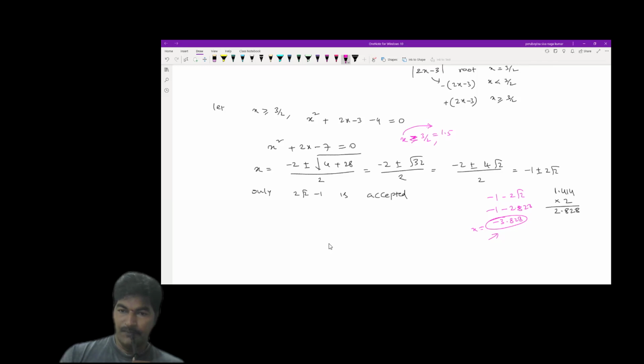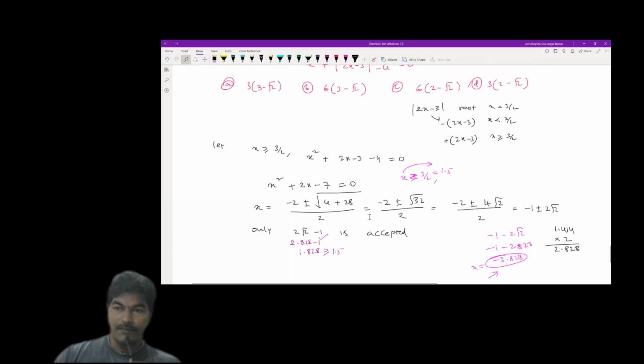Okay. What about this one? Why are you accepting this? Because 2 root 2 means 2.828 minus 1. If you do subtraction, you will get 1.828. It will be an accepted value, more than 1.5. So that's why we are accepting this root, I mean x value. Okay, and then next we are discussing one more case left, right? What is that case? X is below 3 by 2.